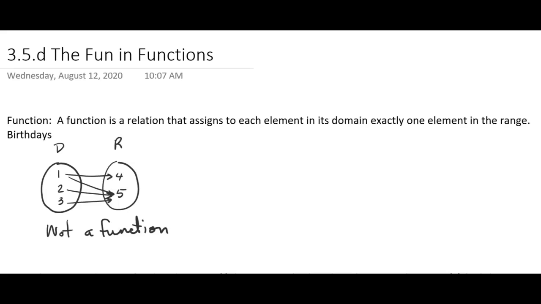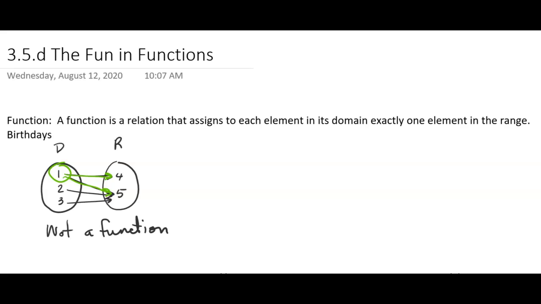And the reason it's not a function is because of the 1 right there. See, you've got the 1 mapping to 4, but you've also got the 1 mapping to 5. And that's what you can't have. So that's the only thing that keeps it from being a function here, is that you've got the 1 going 2 different places. And in a function, each domain element can only go to 1 place.